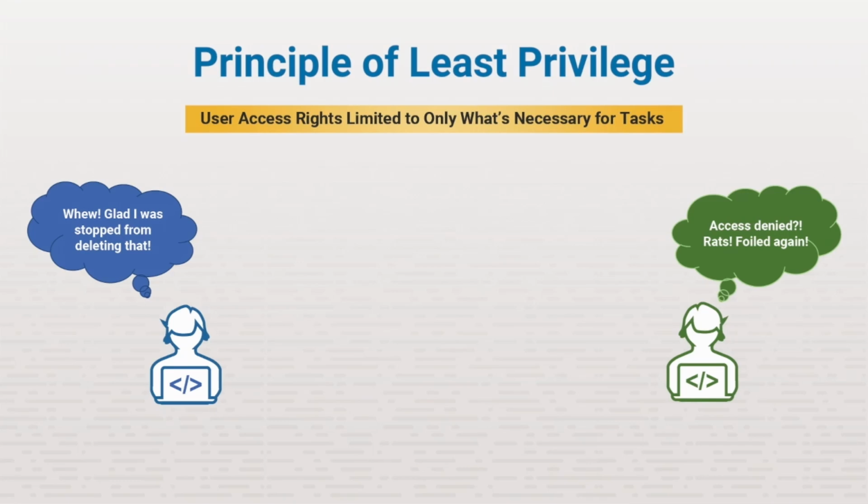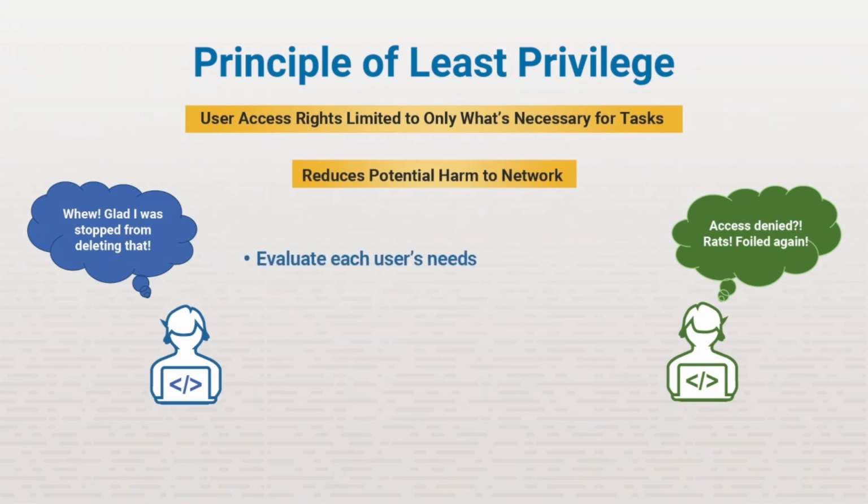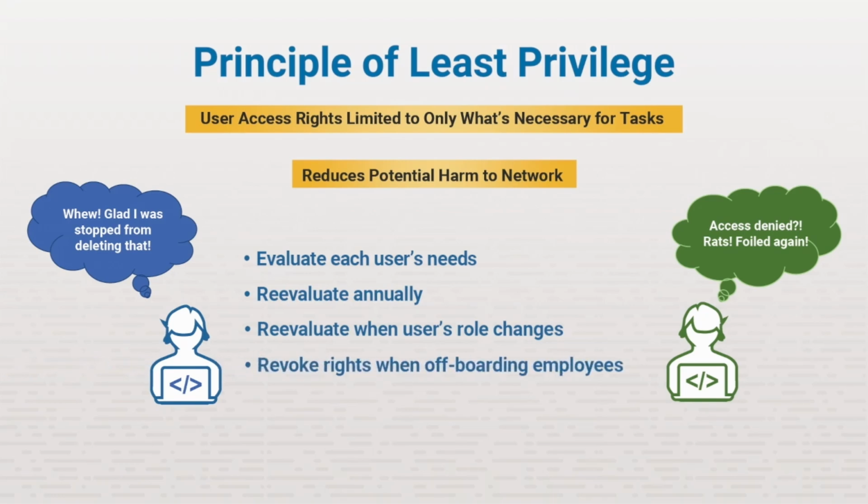Many network attacks aim for privilege escalation in order to access sensitive data systems. If only those users who need access to those systems have permissions for them, you've greatly reduced the number of accounts that could be used against you right off the bat. It's important to accurately evaluate each user's needs when applying this principle, and then to reevaluate annually or whenever a user's role changes. Also, remember to revoke all privileges when offboarding employees.